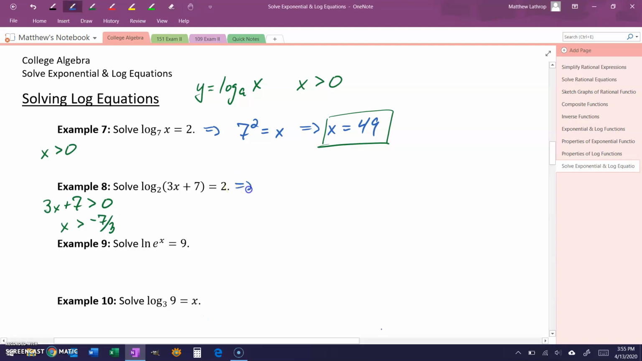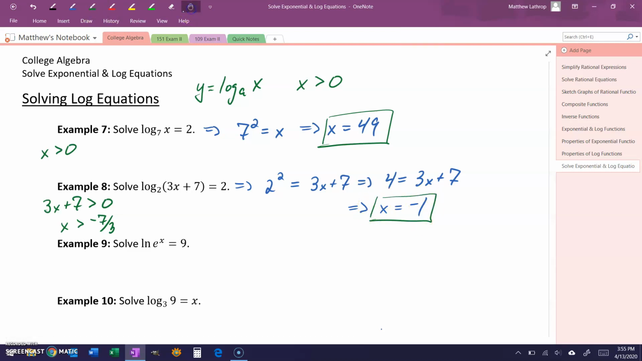In order to solve, we can apply the same approach that we used in example 7. We'll rewrite this as an exponential problem, as 2 squared is equal to 3x plus 7, which will give us 4 is equal to 3x plus 7. Subtracting 7 to the other side, and then dividing by 3 will give us x equals negative 1, which again is a valid solution since negative 1 is larger than negative 7/3.